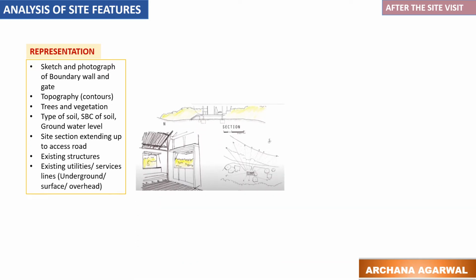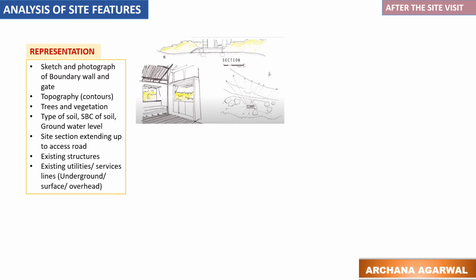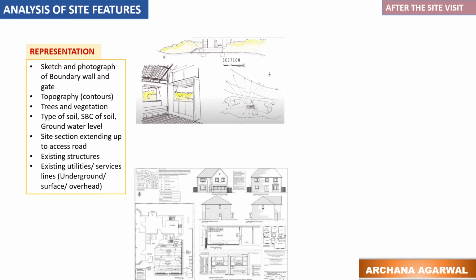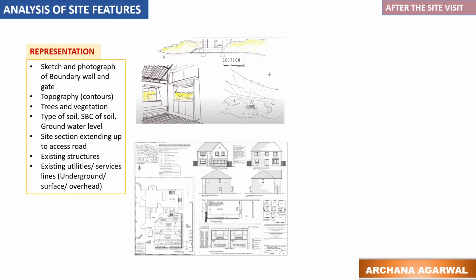Existing structures should be depicted in sketch form and photographs and videos. Existing utilities and services lines should be marked on the site plan. If architectural drawing of the existing structure is available, then that is added.